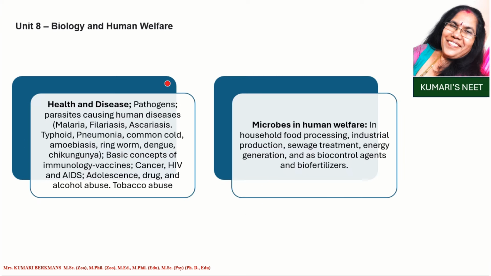And if you see unit 8, biology and human welfare: health and disease, pathogens, parasites causing human diseases, malaria, filariasis, ascariasis, typhoid, pneumonia, common cold, amoebiasis, ringworm, dengue, basic concepts of immunology, vaccines, cancer, HIV and AIDS, adolescence, drug and alcohol abuse, tobacco abuse, microbes in human welfare: in household food processing, industrial production, sewage treatment and energy generation, and as biocontrol agents and biofertilizers.